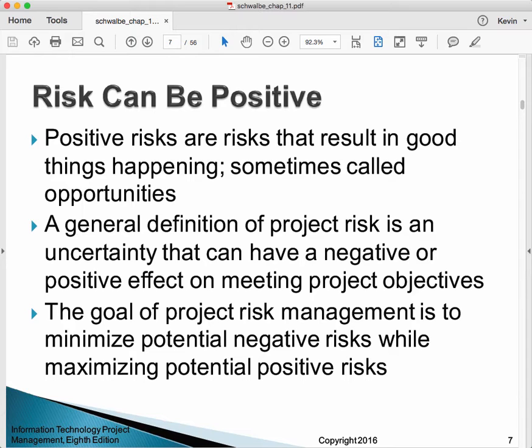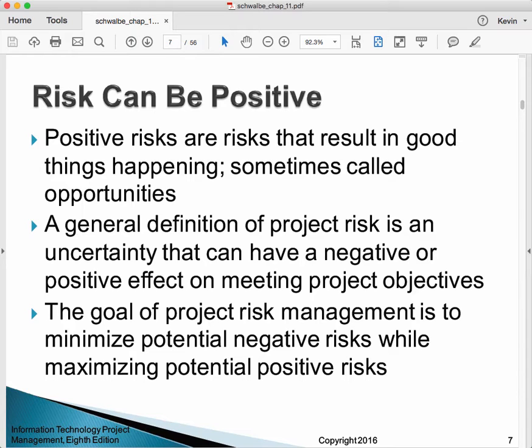Now, the insight that I like about the formal risk management body of knowledge is that risk can be positive as well. So positive risks are risks that result in good things happening. Sometimes we call these opportunities. So again, we have a basic expectation of what the outcome will be. The outcome could be worse, that's the negative risk, or the outcome could be better, that's the positive risk.